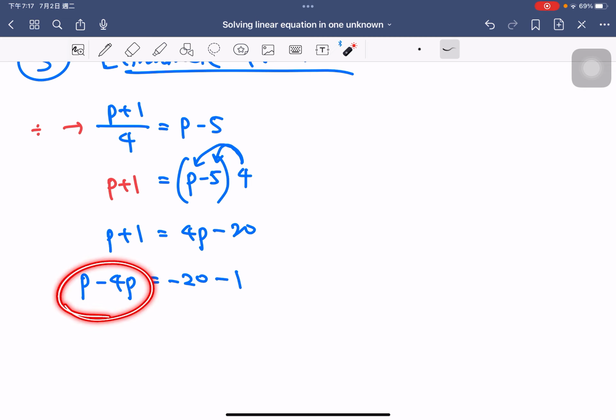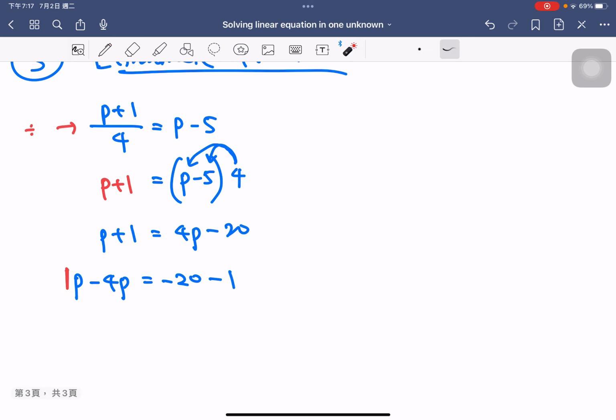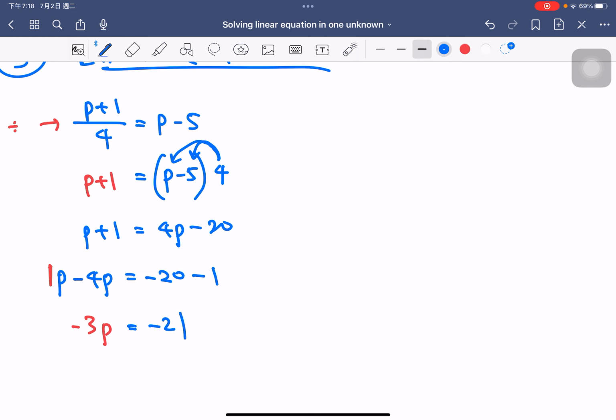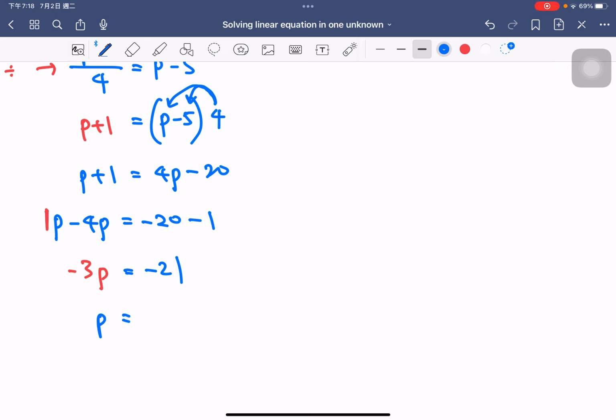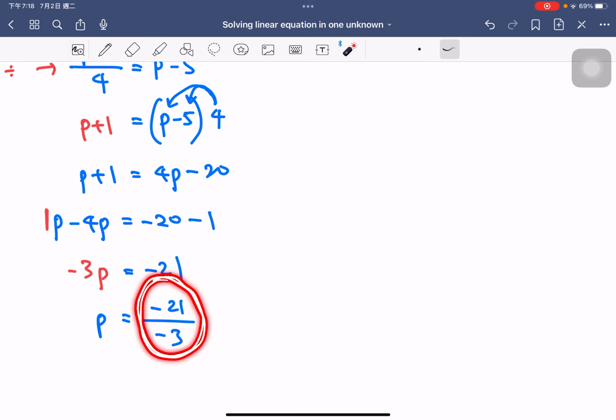So now we can simplify this. So p minus 4p. So p can actually be written as 1p. So 1 minus 4 gives you negative 3. So negative 3p is going to be equal to negative 20 minus 1 giving you negative 21. So again, this negative 3 times the p, I don't want the negative 3 times it. So I move this to the right hand side, becomes divide. So now I have p is equal to negative 21 divided by negative 3. So remember, when two negative numbers are divided by each other, it's going to become a positive number. If you're not sure about it, then just use a calculator to confirm it, okay? So p is equal to 7.